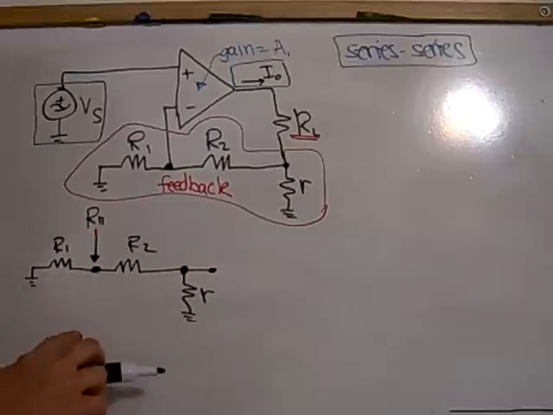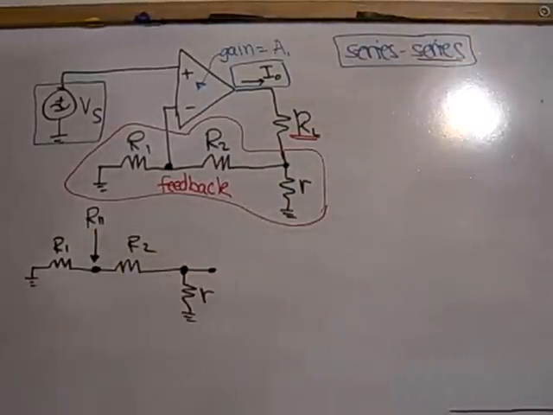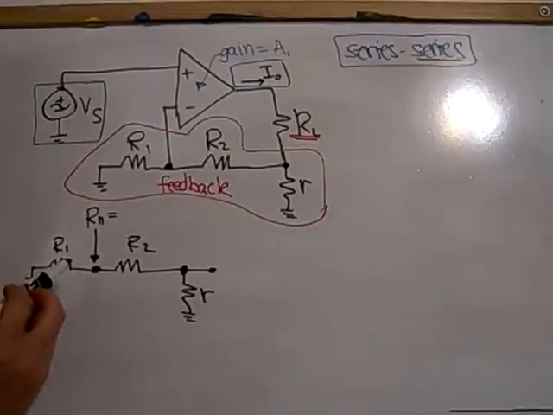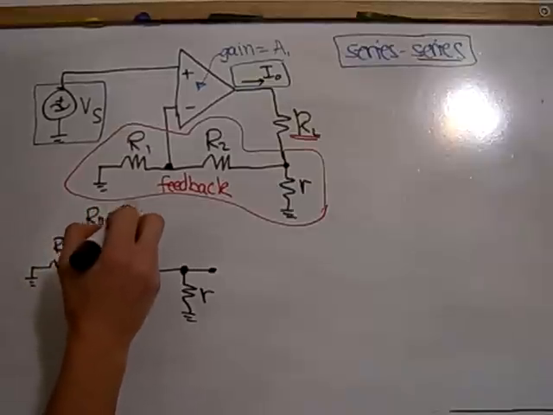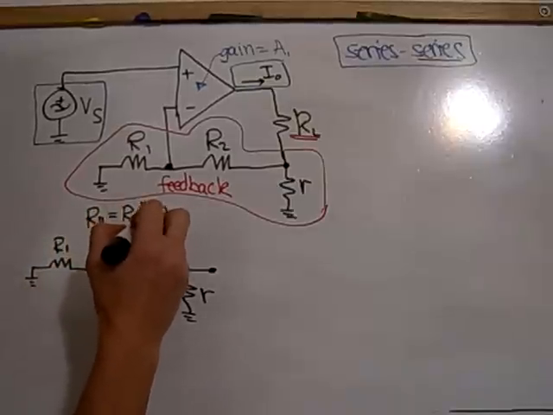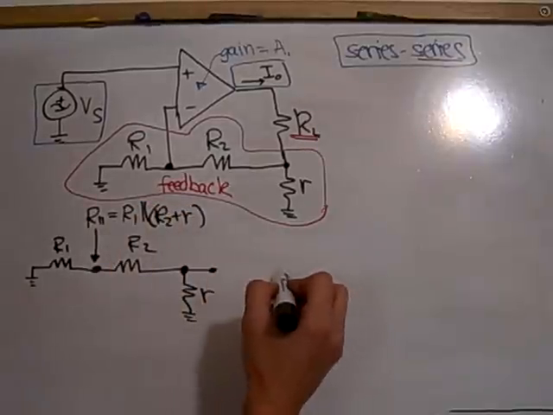So to find R11, I have to look at the type it is. It's series, which means on this side I leave this open, and I look at the equivalent network of resistances, or again you can do impedances. So this is going to be R1 in parallel with R2 plus R quantity. So that's my R11.